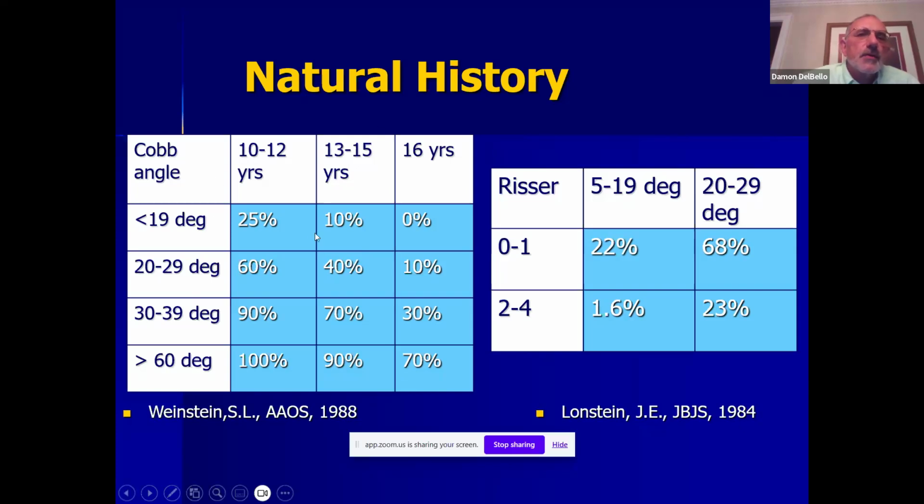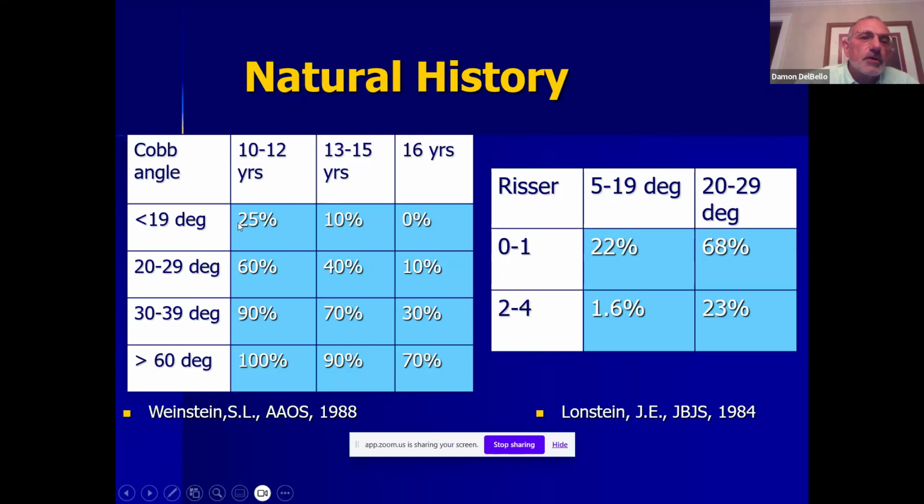So what we find is that if you look at these girls through adolescence and into adulthood, we find that large curves down here, 60-degree curves, are very progressive. They're very progressive when you're still growing. They're still very progressive as an adult, as a mature individual at 60 degrees. So these large curves are curves that we need to treat.